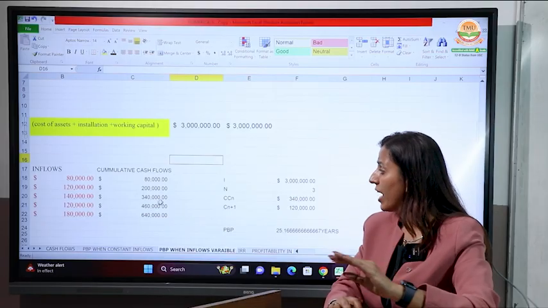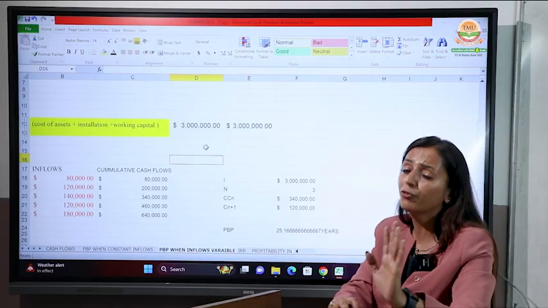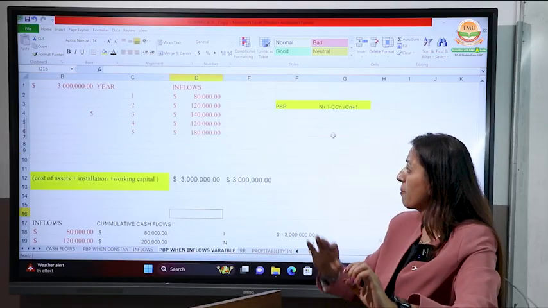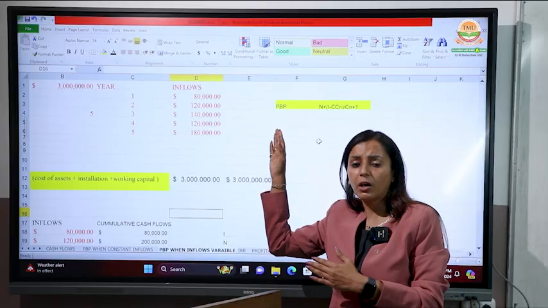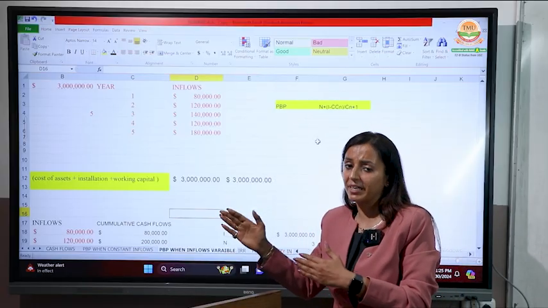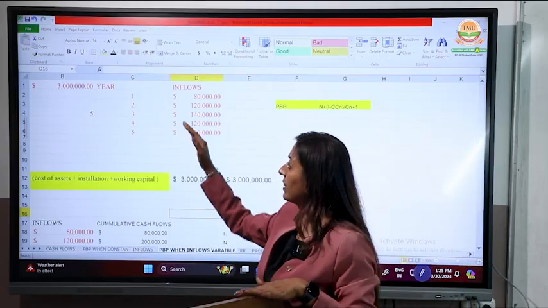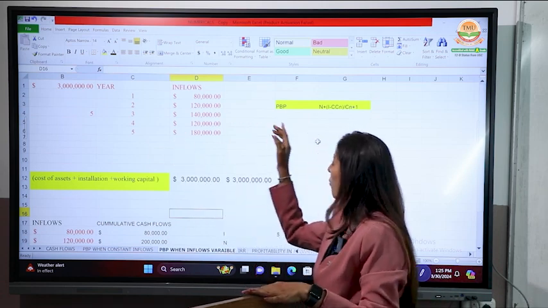Right? So now what do we have to do? We have to understand a few things in this question. Please remember the formula for the payback period. When the inflows are not the same, what do we have to do?